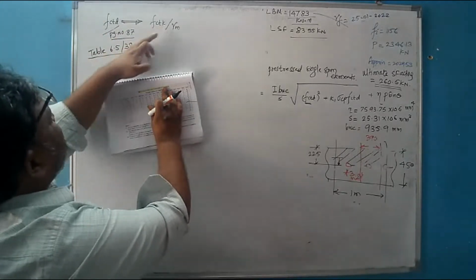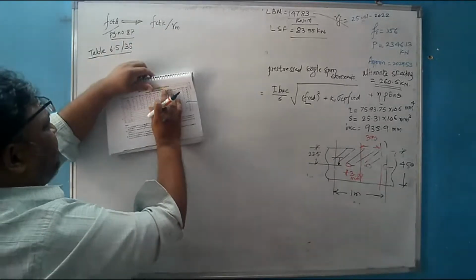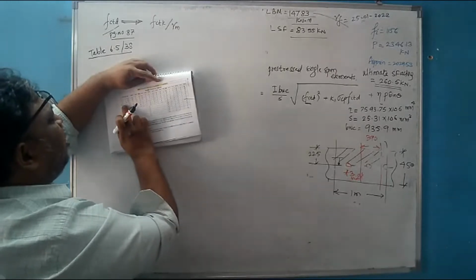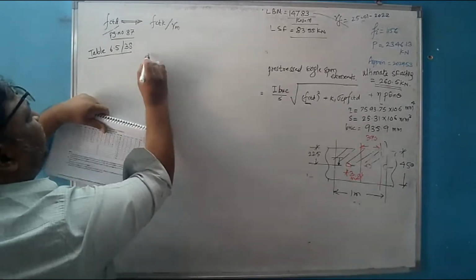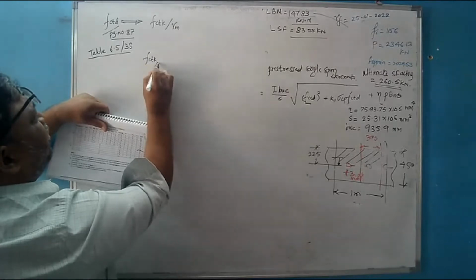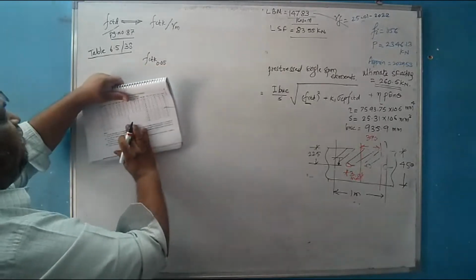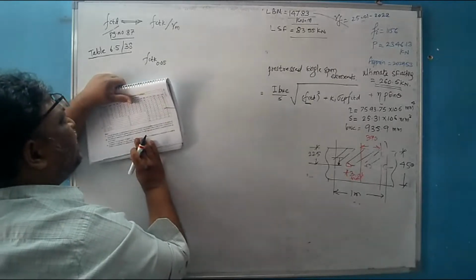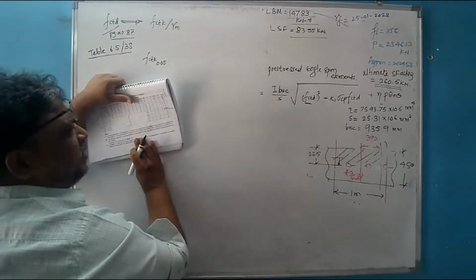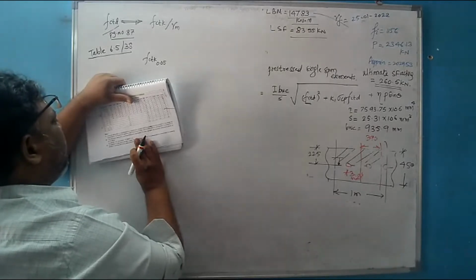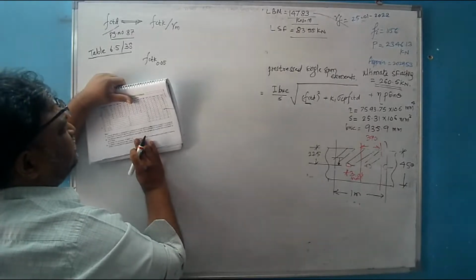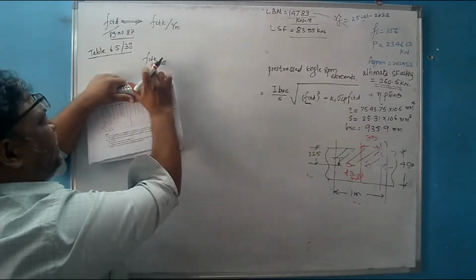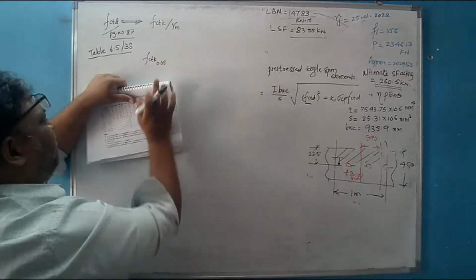Now where will we get fctk? Table 6.5, page number 38. So this is page number 38, this is the table. Now fctk, you have to refer to fctk corresponding to the 0.05 fraction, because when we define characteristic strength, we define it with 95% probability, with not more than 5% of the test samples falling below the expected value. So it is corresponding to that fctk 0.05 fraction.